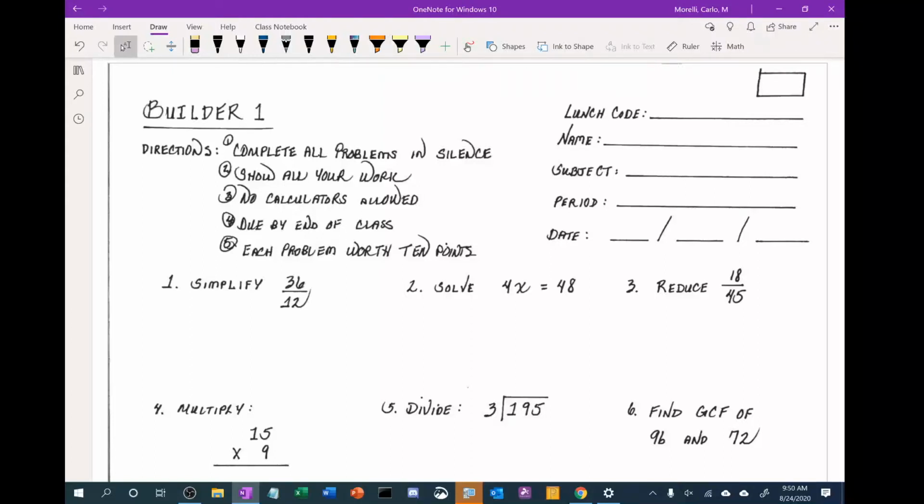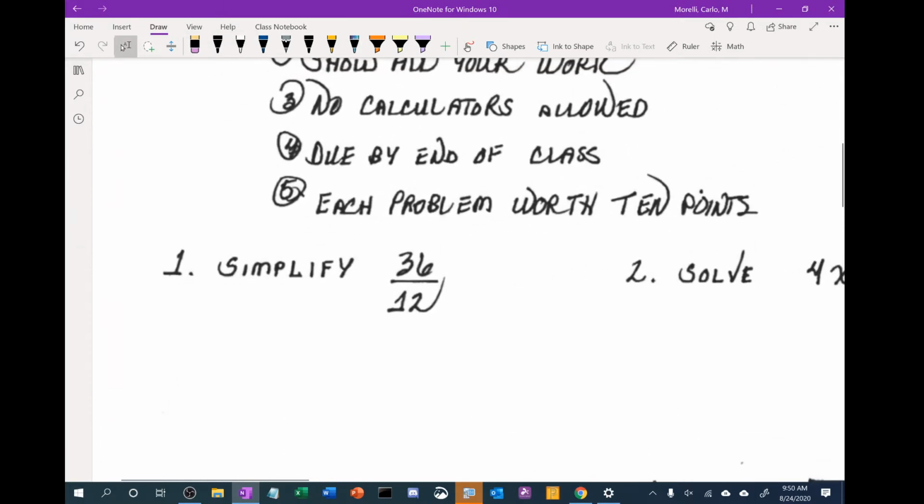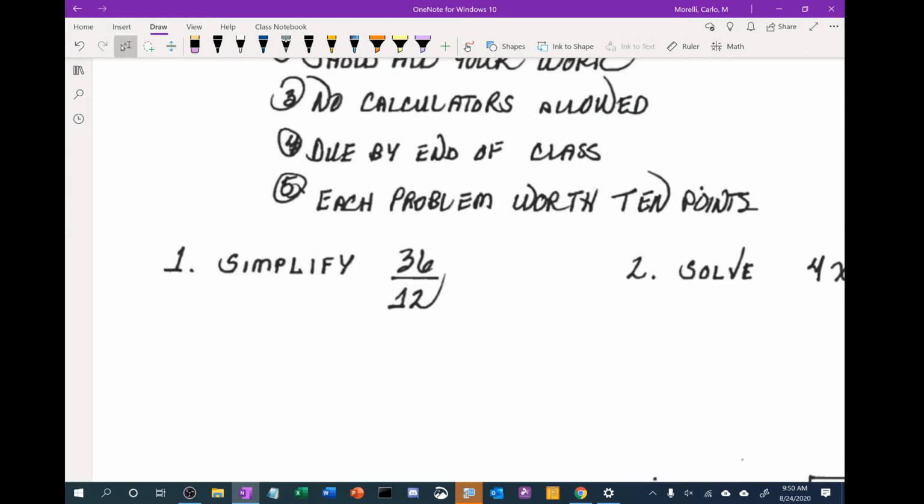All right, ladies and gentlemen, we will complete this builder real quick here. And we're going to jump right into problem number 1. Simplify 36 over 12. Okay, so a couple things.